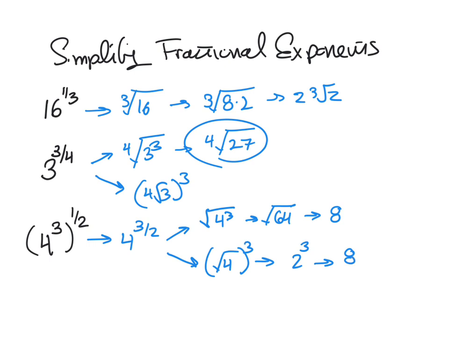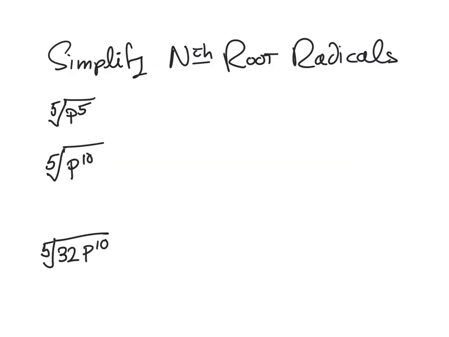which of course is 8 again. Now we're on to simplifying nth root radicals, which sounds pretty horrible, but in this case it's not going to be too bad. So I have the 5th root of p to the 5th. Well, that would actually be p to the 5/5 power, which is p to the 1st power, which is just p. So the 5th root of p to the 5th should just be p.